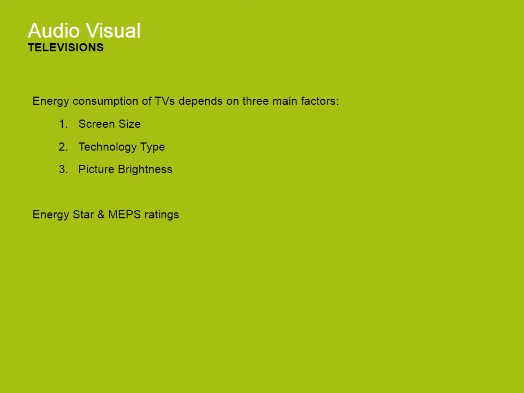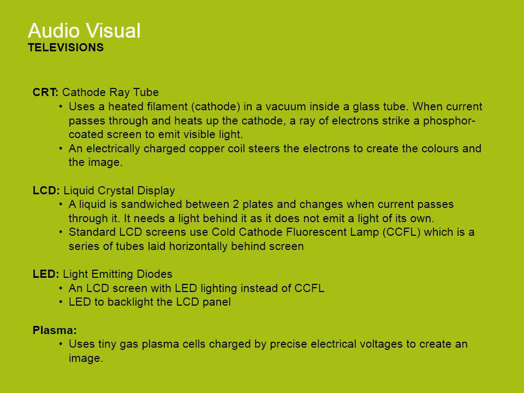Televisions are widely used in households and enterprises, and it's important to note consumption values and energy-saving initiatives. Energy consumption of televisions depends on three main factors: screen size, technology type, and picture brightness. Televisions in Australia are also given an Energy Star and a MEPS rating, which will be discussed shortly. There are generally 4 types of televisions available nowadays. Here is a quick overview.